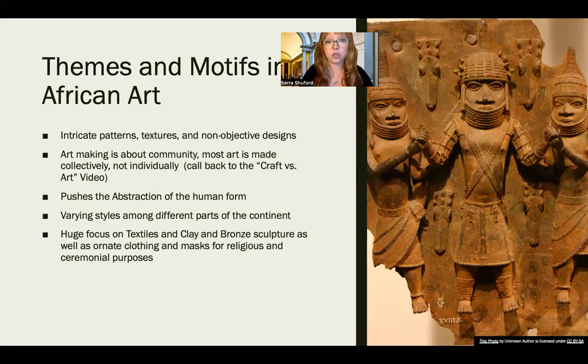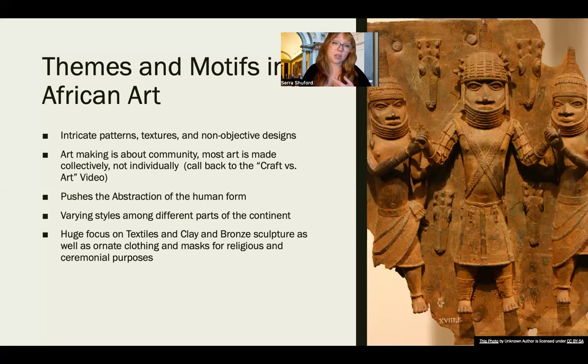They also enjoy pushing the abstraction of the human form. So, simplifying, exaggerating, distorting in some ways, but not keeping the ideal proportions that Europeans were at the time growing to want in all of their artwork. It's not something they're concerned with here. You can even see it in this artwork that I have over here on the right. There are varying styles among different parts of the continent, and I wish we could talk about all of them, but it's important to know that even though we are generalizing, there are so many significant differences between tribes, between cultures, between parts of the region.